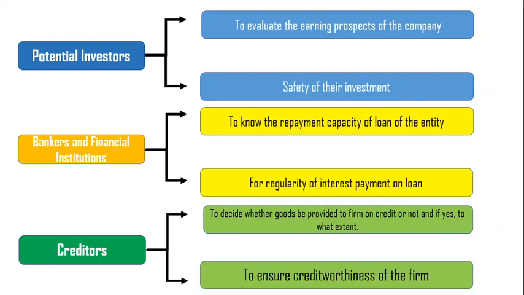They also ensure the creditworthiness of the firm. Before providing goods, of course, they see how financially sound the company is. But remember, creditors are only interested in the short run, because they provide credit for 2 months, 3 months, or within a year. On the other hand, bankers and financial institutions may provide medium term or long term loans, so they are interested in the long term project and long term financial soundness of the business. Now coming to the next one, government.